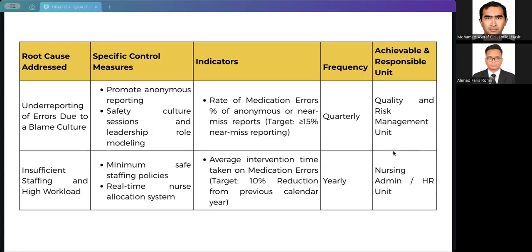And next, we would have a look at the insufficient staffing and the high workload, where the specific control measure here, which has been mentioned earlier, would be the minimum safe staffing policies and the real-time nurse allocation system. The indicator that we will be following on this would be the average intervention time taken on medication errors, and the target would be a 10% reduction from the previous calendar year. And those who are responsible for this would be the nursing, admin, and also the HR unit.